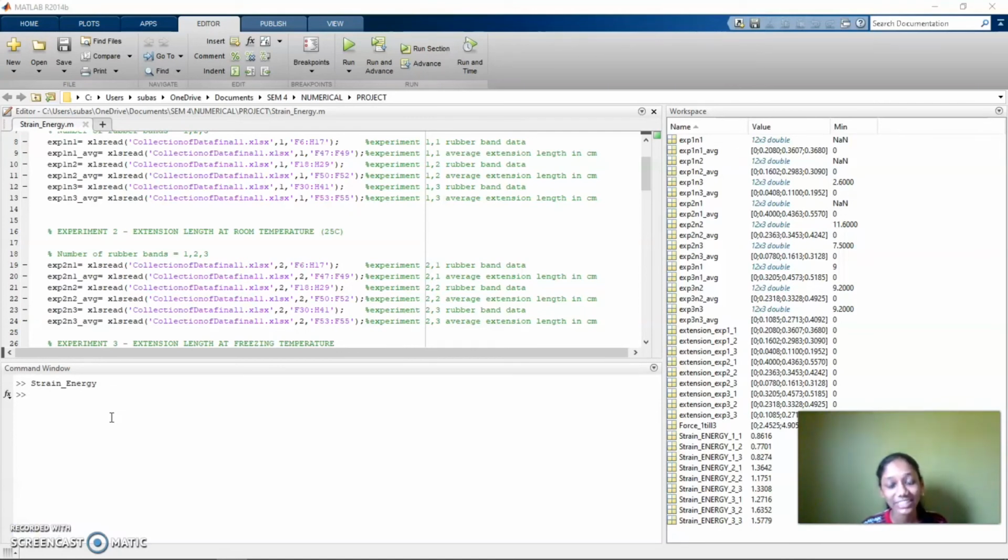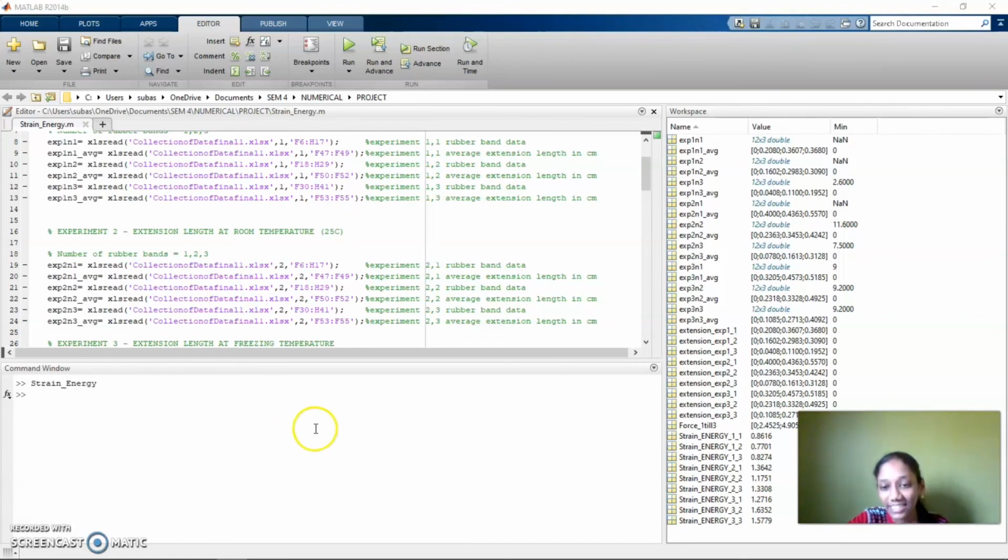So the next part is the strain energy, where we first import the data from Excel, then we calculate it using the MATLAB software. Integrating the force against extension graph will yield strain energy. Therefore, we find the force by multiplying mass with gravitational acceleration, which is 9.81, and then the area was calculated by using the built-in function of the trapezoidal rule.